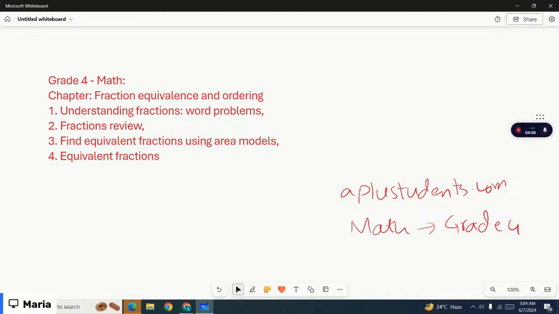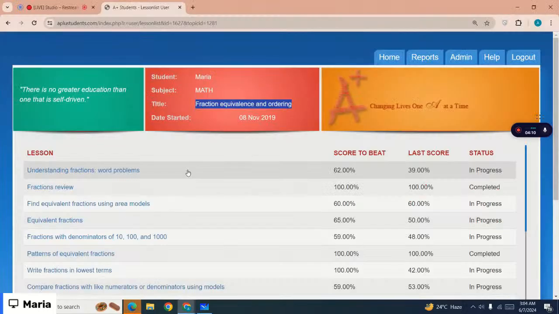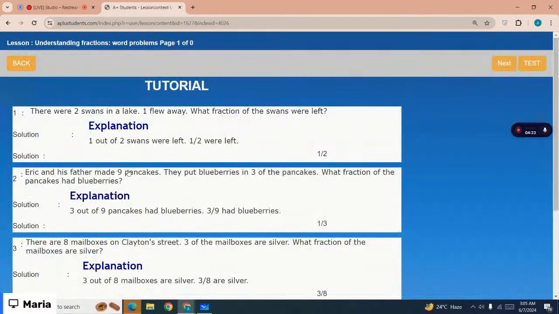Let's just start with the chapter fractions. Here I start with the first lesson, that is understanding fractions word problems. So let's just start with the lesson. There are two swans in a lake. One flew away. What fraction of the swans were left? So basically, we're going to learn how to write them in the fractional form.